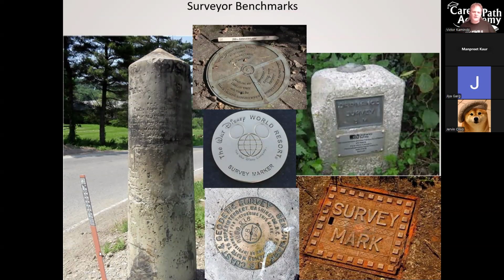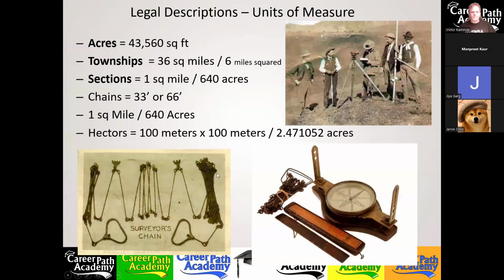Here you've got a surveyor mark. See, they go by several different looks on them too. So here's a team of surveyors, looks like from back in the 1800s.